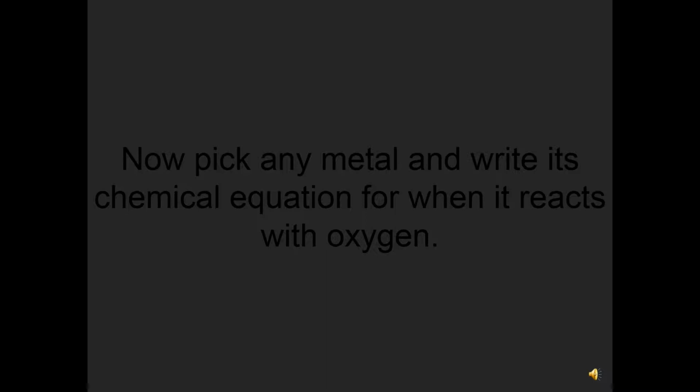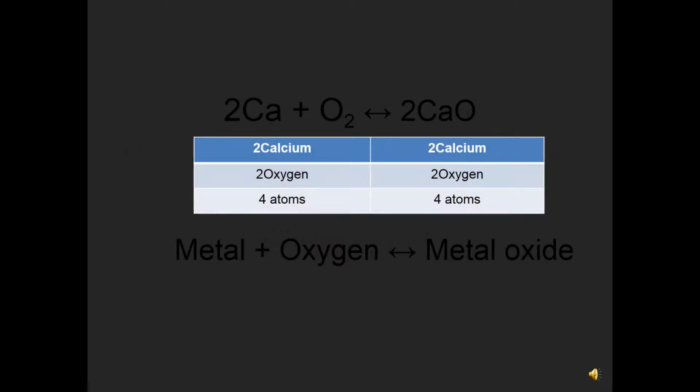I have done mine. I have taken calcium as my example and reacted it with oxygen to give us calcium oxide. For the equation to be the way it is, it needs to be balanced. At the beginning of the equation, the two which you see in front of the calcium and the two in front of the calcium oxide are not there. That happens when we start balancing out the equation.